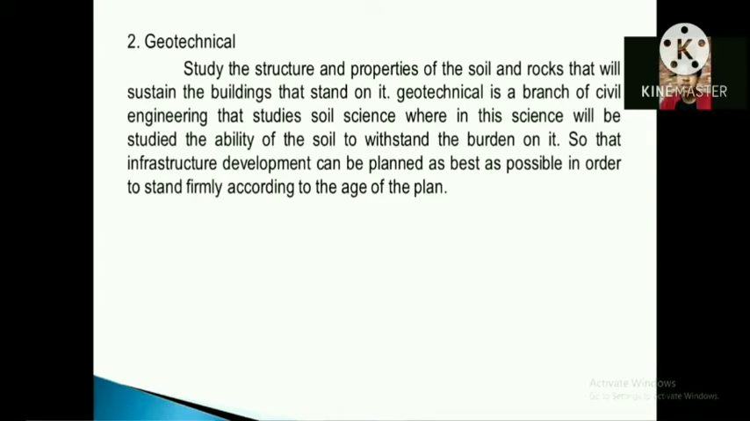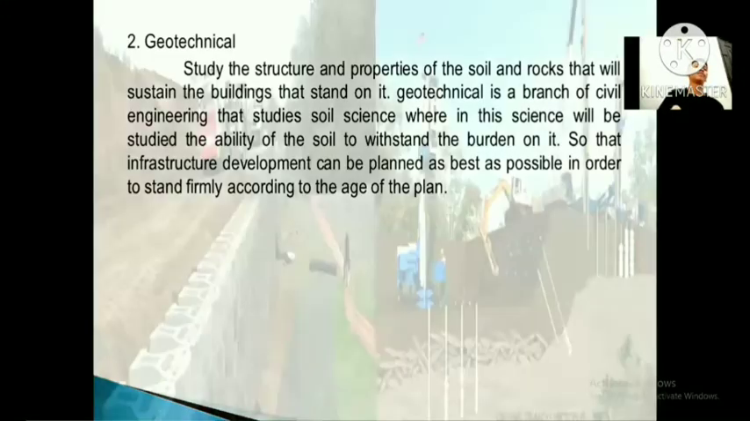And the next, number 2, geotechnical. Geotechnical studies the structure and properties of the soil and rocks that will sustain the building standing on it. Geotechnical is a branch of civil engineering that studies soil science, where the ability of the soil to withstand the load on it is studied, so that infrastructure development can be planned in order to stand firmly according to the plan.